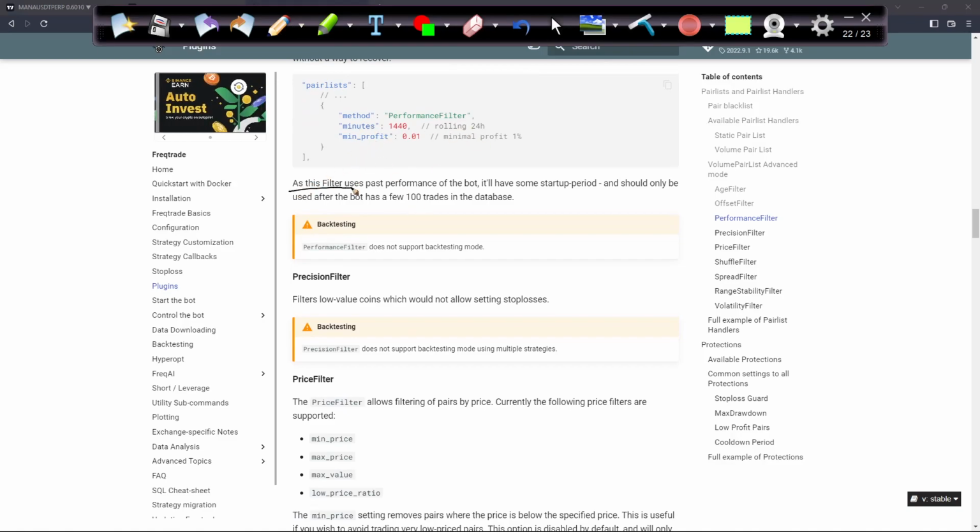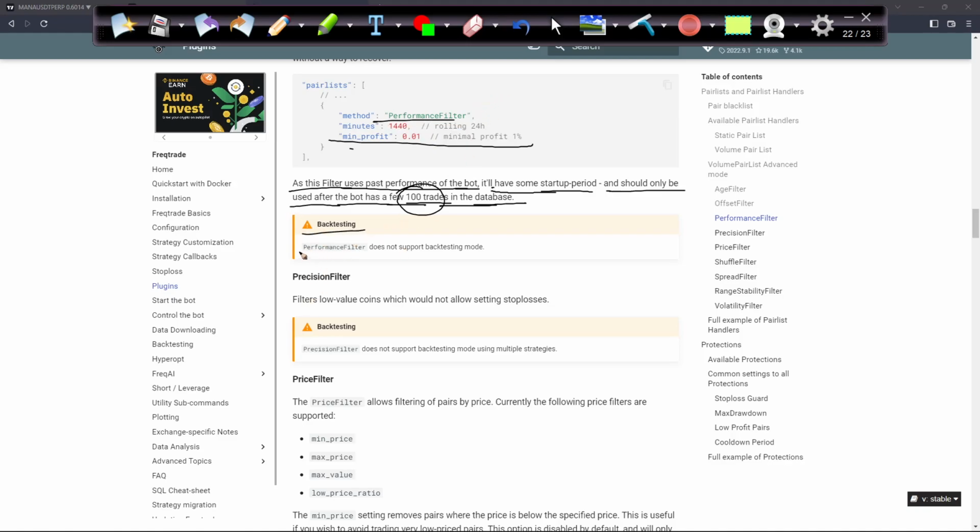And now, as this filter uses past performance of the bot, it will have some startup period and should only be used after the bot has a few hundred trades in a database. So yeah, it's already implemented into the performance filter. We need some trades in order to filter the pair list by profit performance. Now, the performance filter does not support backtesting mode.